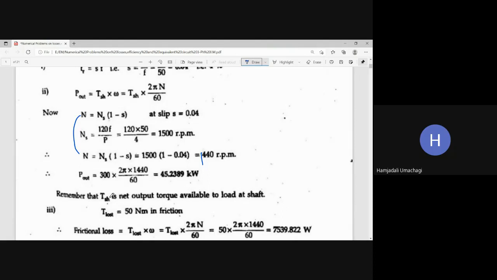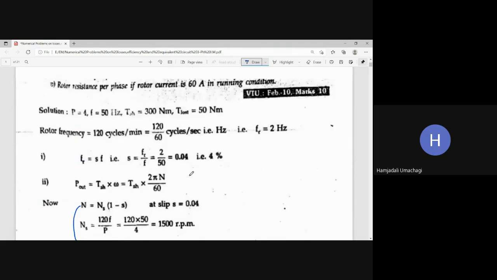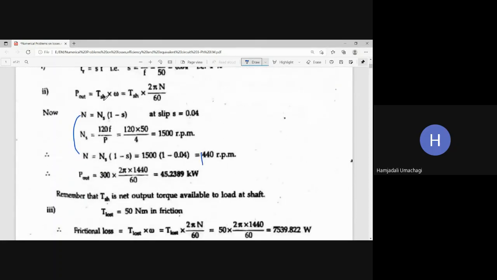So this is nothing but the output torque which is available at the load side. Therefore, P out is equal to 45.2389 kilowatts. Okay, so this is all about the second parameter, that is the net output power. Net output power P out is equal to 45.2389.